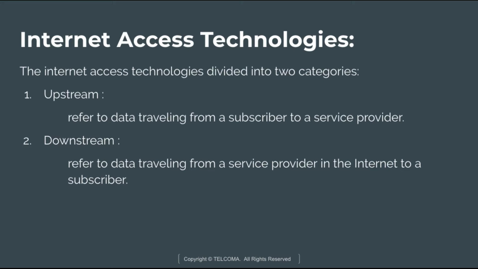So here the subscriber receives much more information than the subscriber sends. It means in internet access technology, they design the system to transfer more data in one direction than the other. Like the upstream data is less as compared to the downstream data.